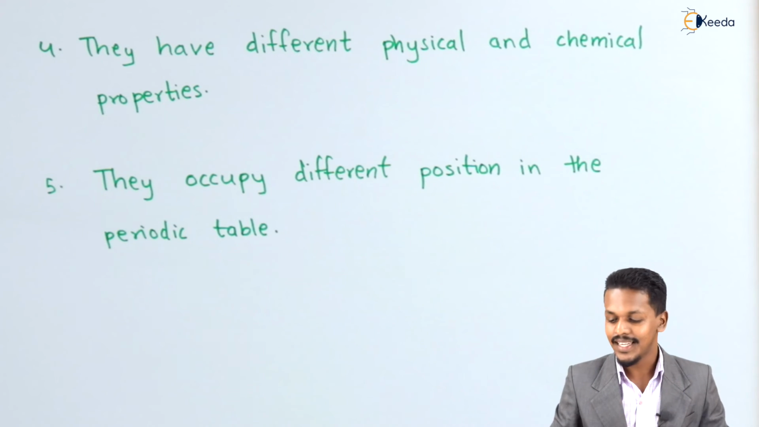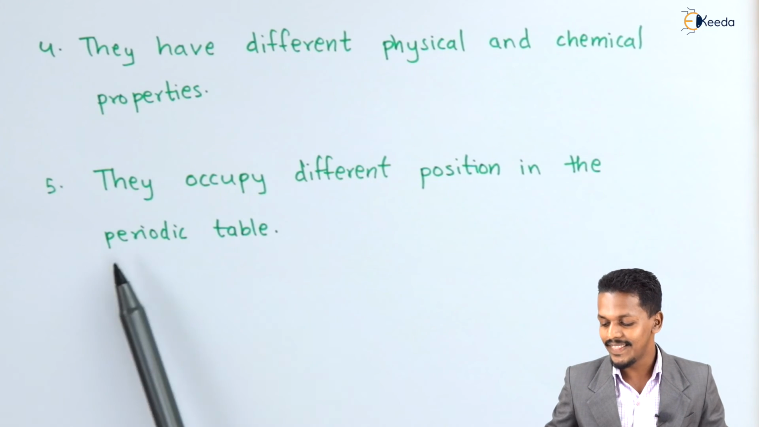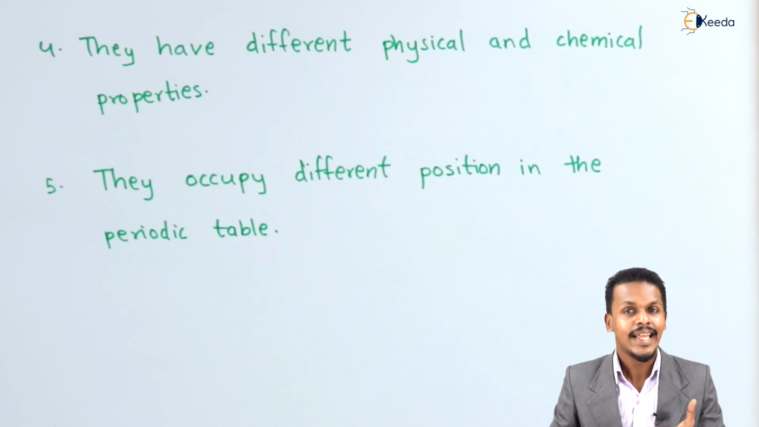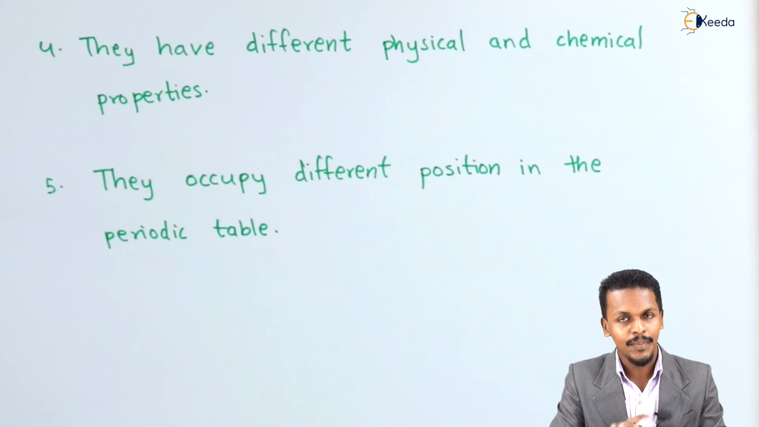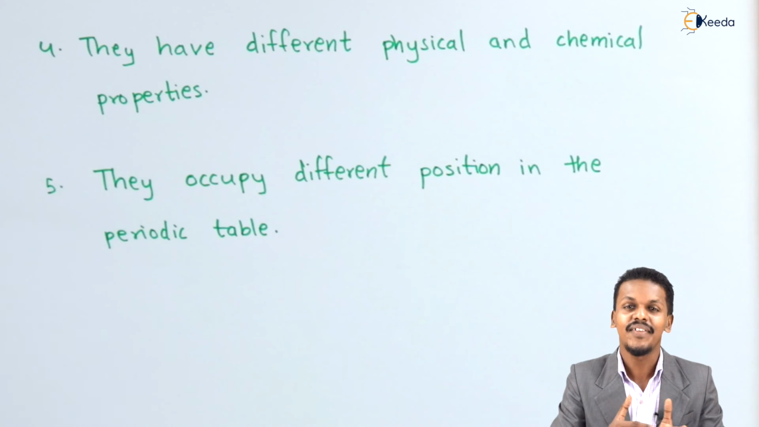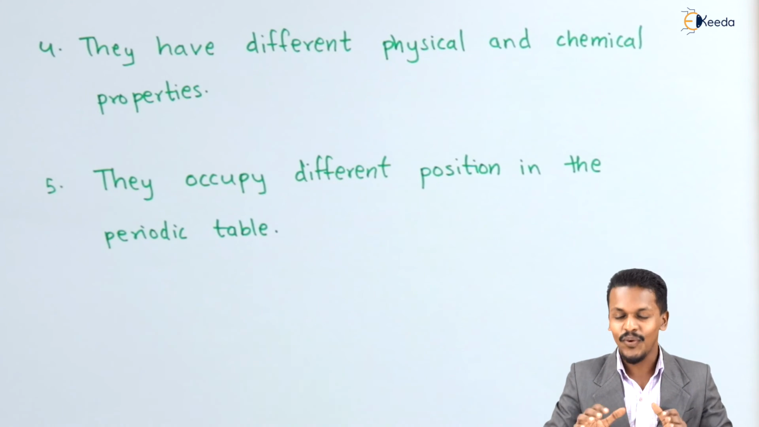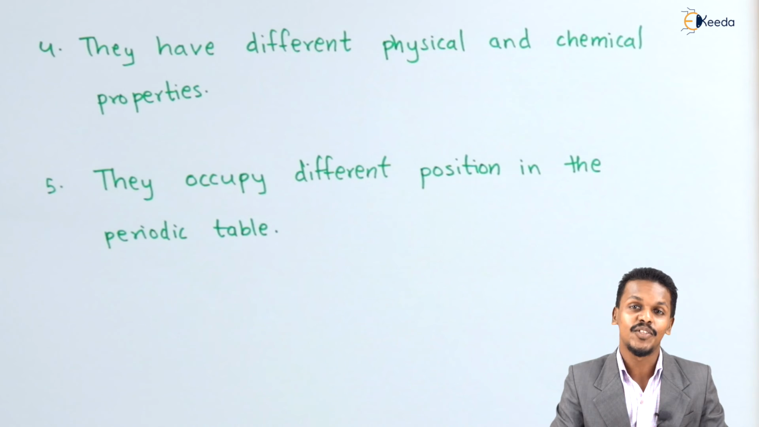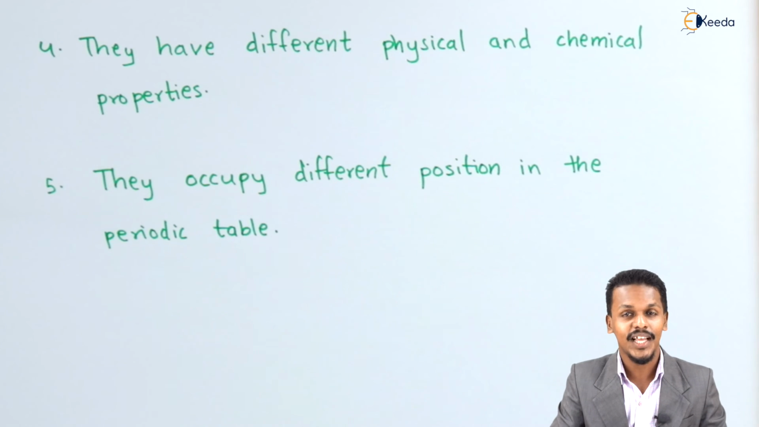And the last one is that they occupy different positions in the periodic table. Obviously potassium, calcium and argon, the examples we considered, each have a specific place in the periodic table, but since all the elements are different from each other, they will have different positions in the periodic table. So this was all related to isobars and their properties.